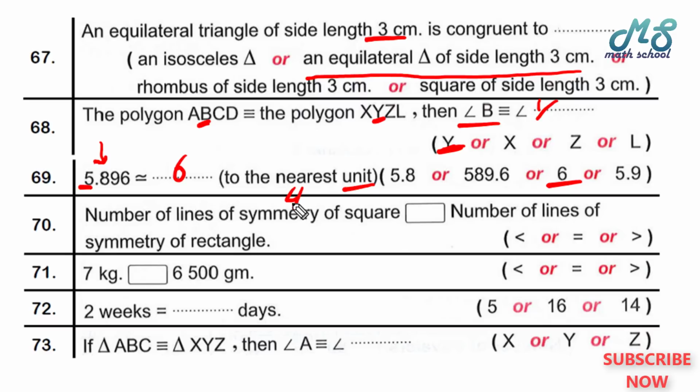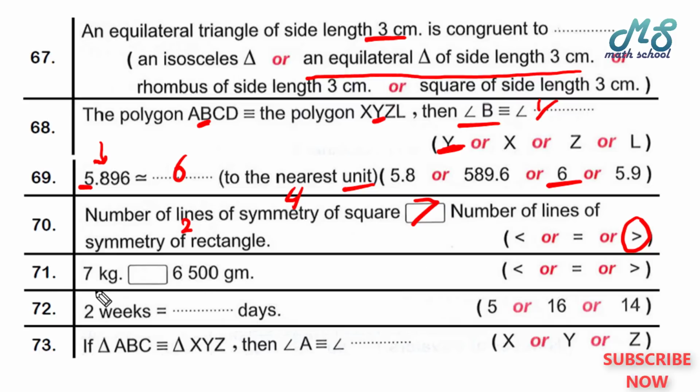Number 70: the number of lines of symmetry of the square. We all know it is 4. And on the other side, the number of lines of symmetry of a rectangle, we know it is 2. So 4 is greater than 2. He is comparing the number of lines of symmetry. So the correct answer is greater than.